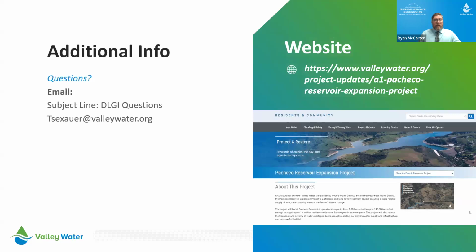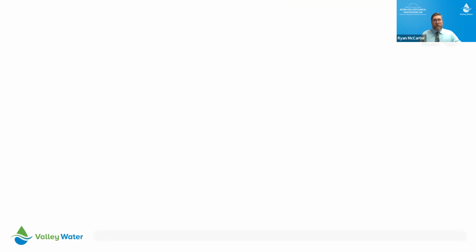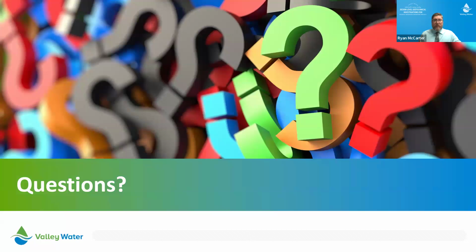And if there's any additional info as you ponder this, you can email Todd Sexauer, our senior environmental planner, at the email address shown, and you can put in the subject line DLGI questions, separate from comments. Appreciate that. And of course, we have our project webpage with lots of information about the project. Okay, that concludes the presentation. So we can now take any questions for clarification on what was presented this evening, or you can also provide your scoping comments verbally. But again, we do ask that they are submitted in writing as well. Thank you.